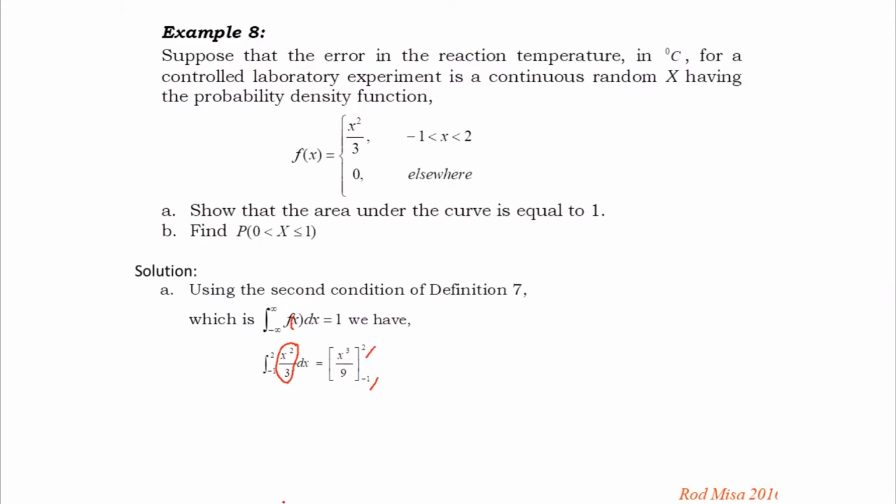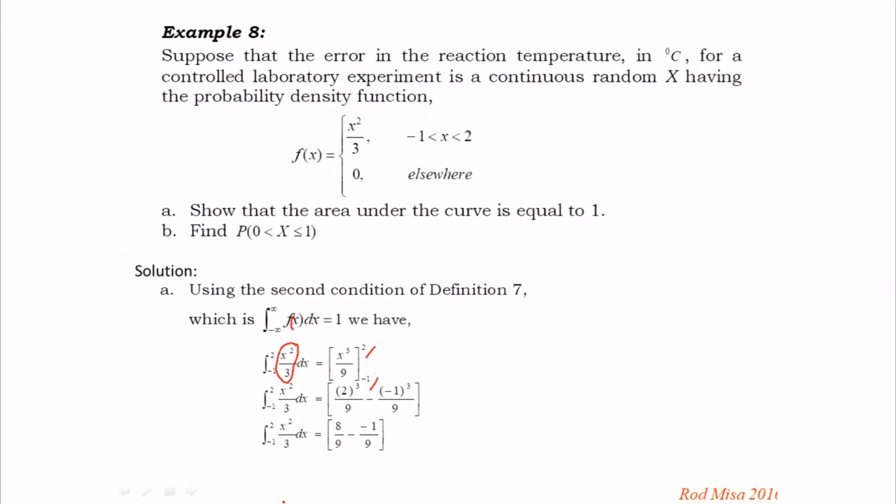So, using the fundamental theorem of calculus, we need to substitute our upper limit of integration, which is 2. So 2 cubed over 9 minus the result when you substitute the lower limit, which is negative 1. So minus the negative 1 cubed over 9. And 2 cubed is 8. So this is 8 over 9 minus negative 1 cubed, which is negative 1, so minus the negative 1 over 9.